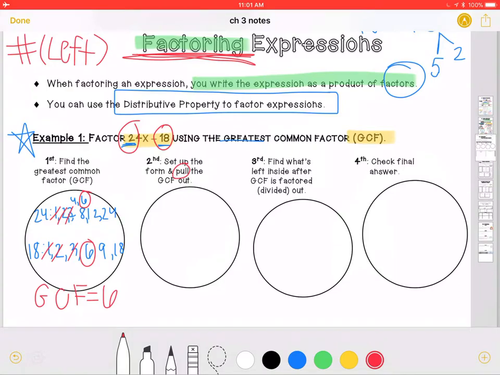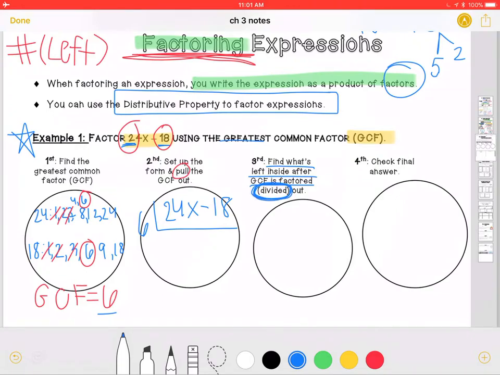Some of us may be familiar with this; we call it the upside down cake method. You don't even have to use this method. It's just a way that I'm going to help set it up for us. What I would do is write my original expression, and I'm dividing out, taking out the GCF, which is 6. Now we're going to find what is left inside after that GCF is factored out.